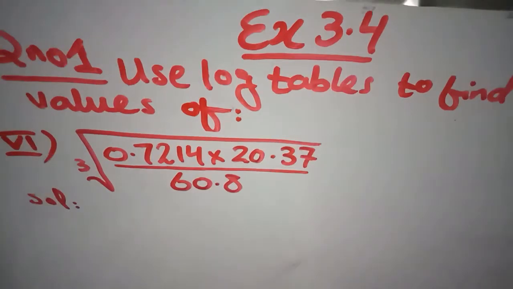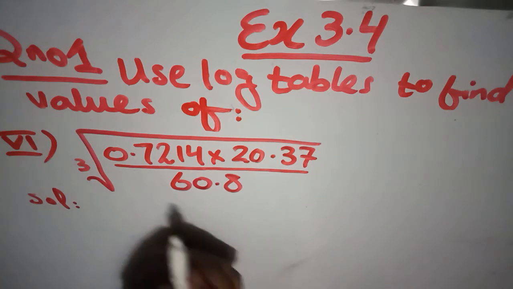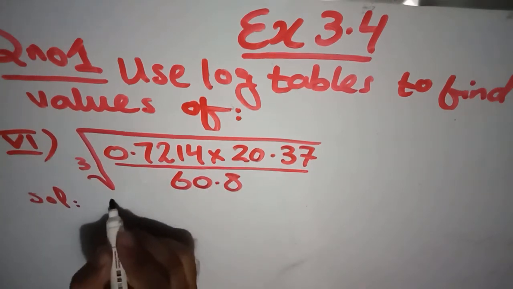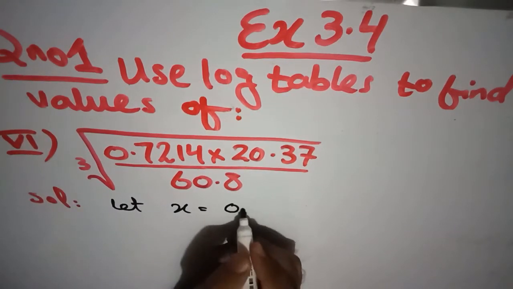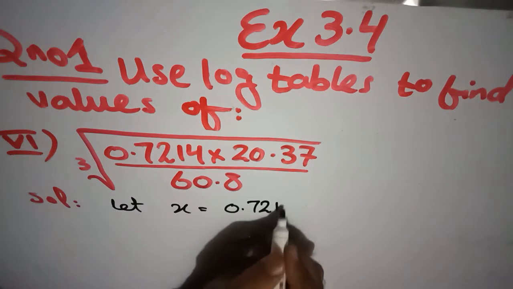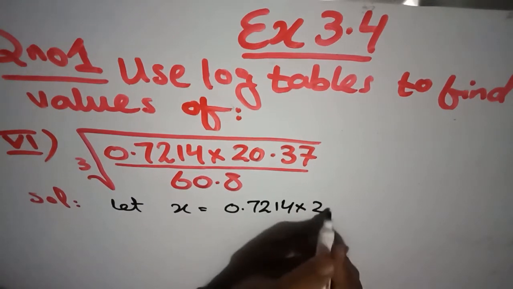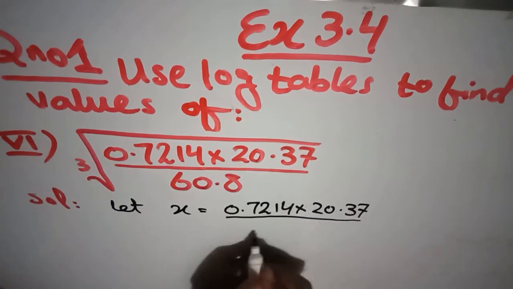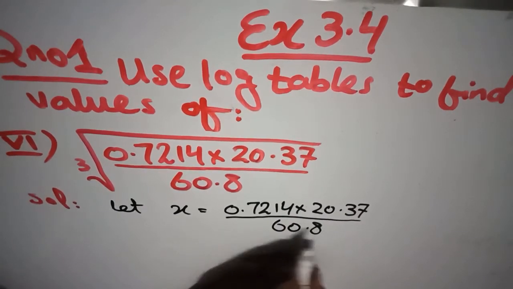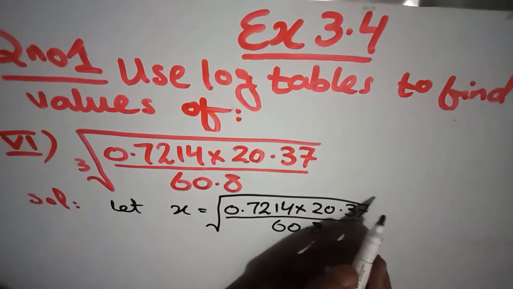Now we are solving the sixth part of this question, and that is looking difficult, but it is very simple. First of all, let this number be x, that is 0.7214 multiplied by 20.37 over 60.8, and its cube root.